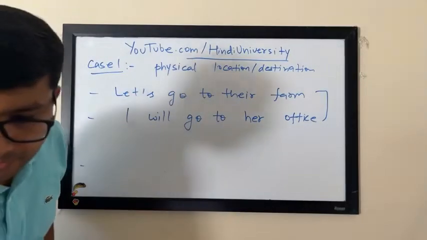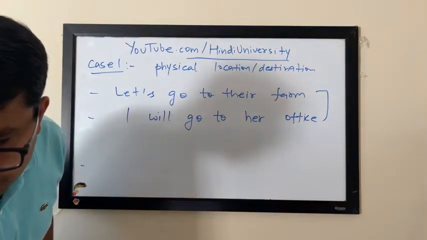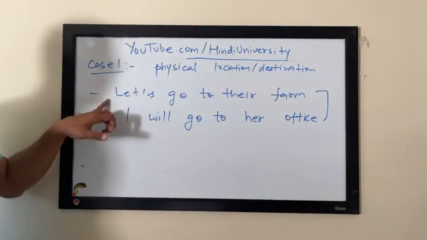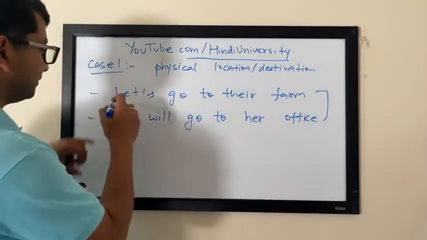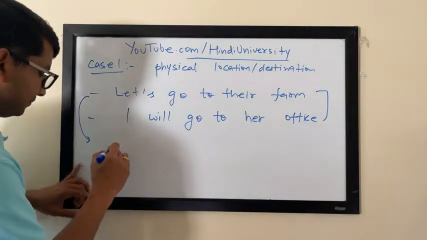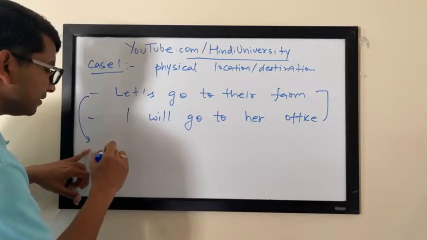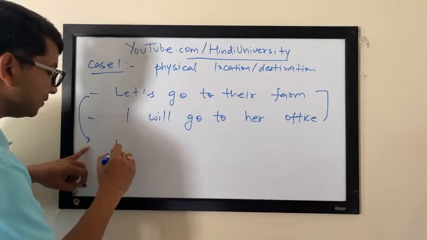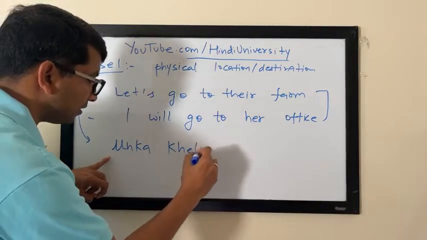Let me ask some of you. Suvilai, what do you think? Let's go to their farm. उनके खेत चलते हैं. Very good, right? Unka. So what is their farm? खेत. Unka. उनके खेत. Okay, very good, right?